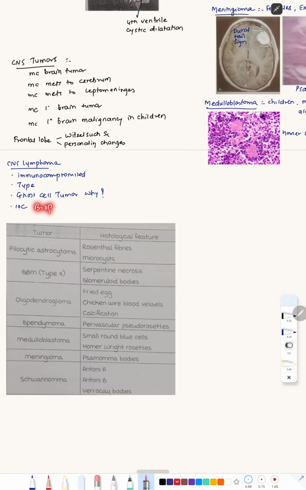This is a table about the pathological features of different tumors. So pilocytic astrocytoma, Rosenthal fibers and microcysts are seen. In glioblastoma multiforme, which is a grade 4 astrocytoma, serpentine necrosis and glomeruloid bodies are seen. Oligodendroglioma, calcifications, chicken wire blood vessels, fried egg appearance. Ependymoma, perivascular pseudo-rosettes. Medulloblastoma, Homer Wright pseudo-rosettes and small blue round cells are seen. Meningioma, psammoma bodies and dural tail sign is seen. And in schwannoma, Antoni A, Antoni B and the Verocay bodies are seen. So this is all about the head tumor and neurosurgery aspect.